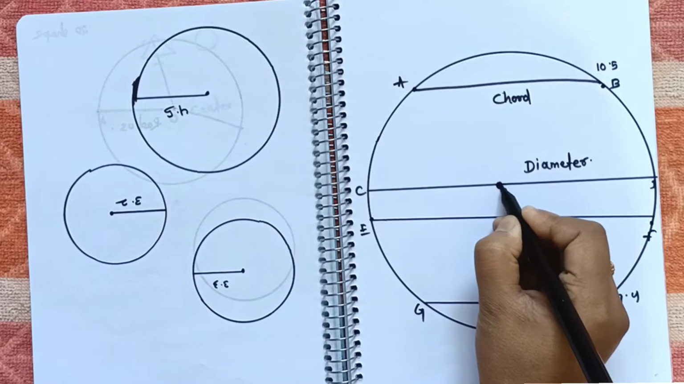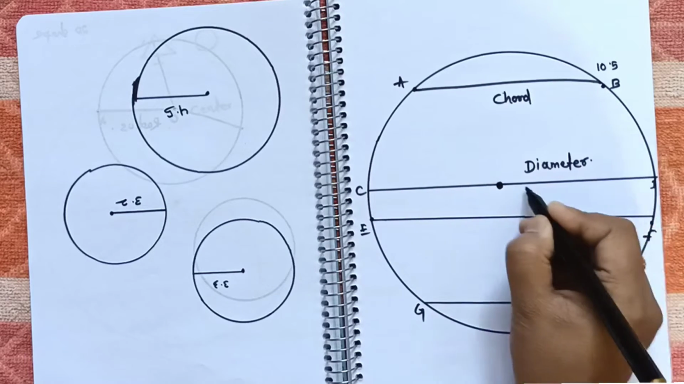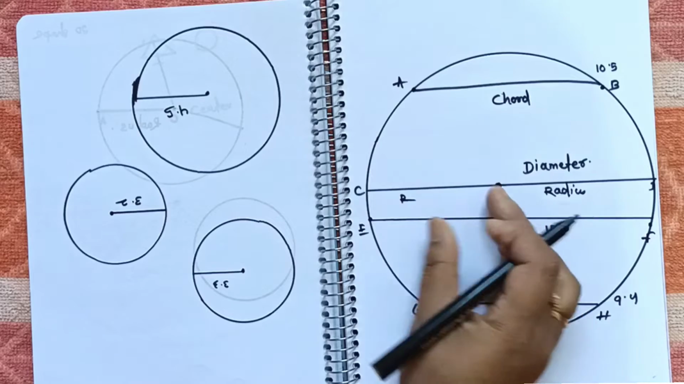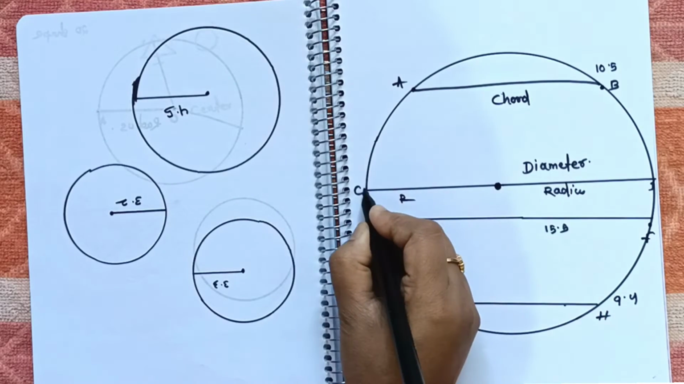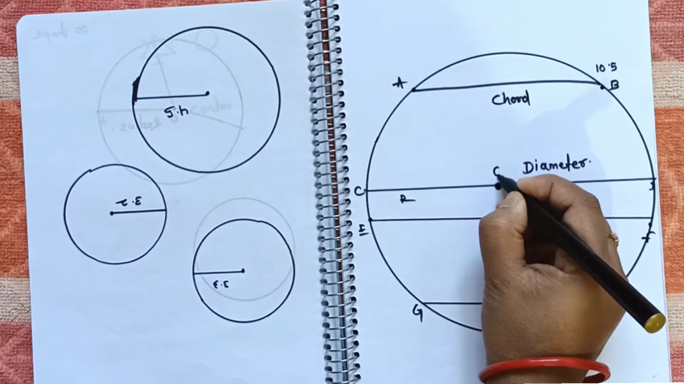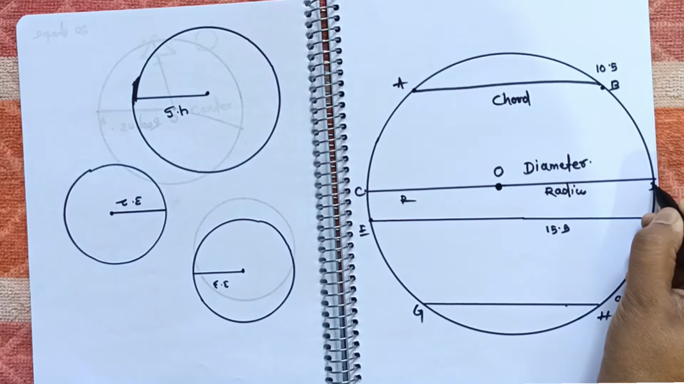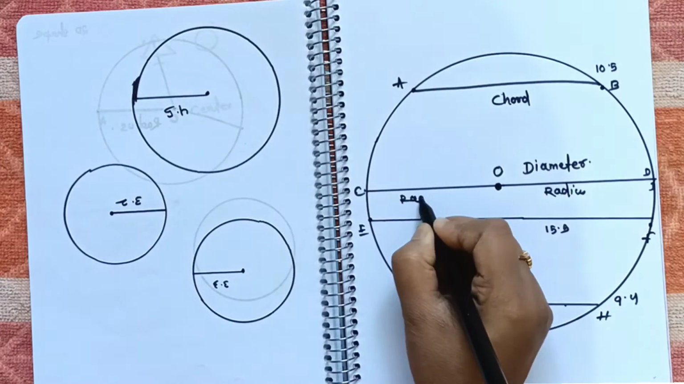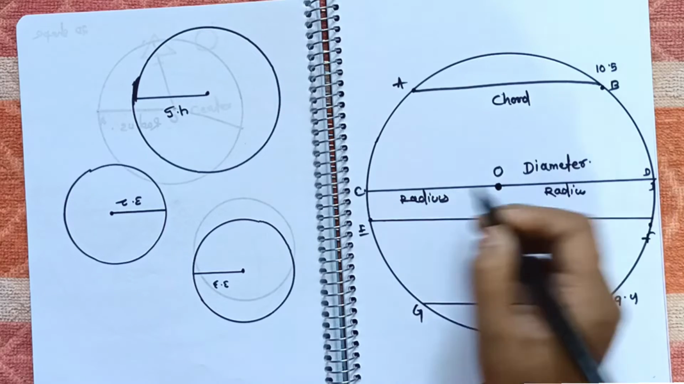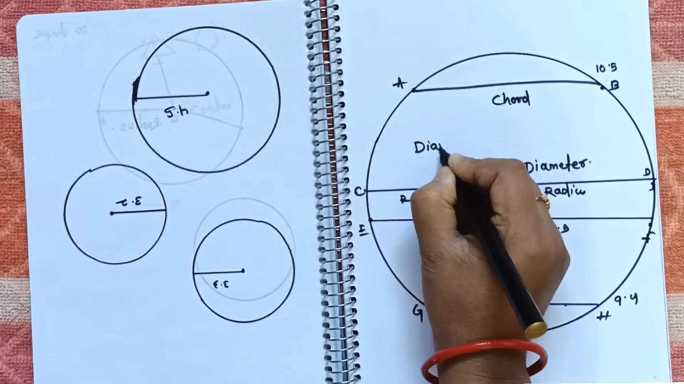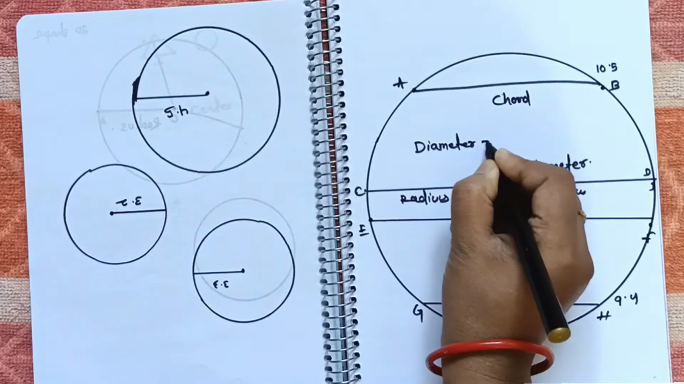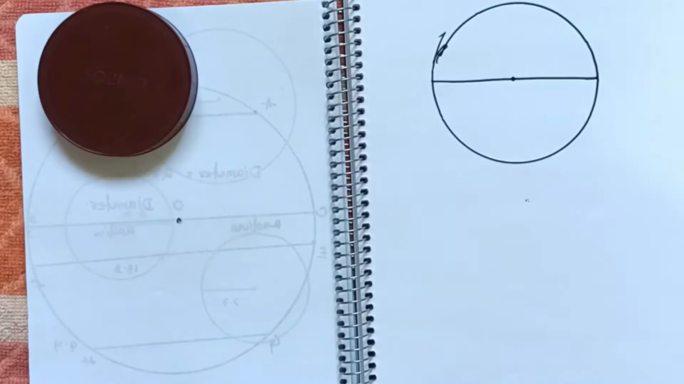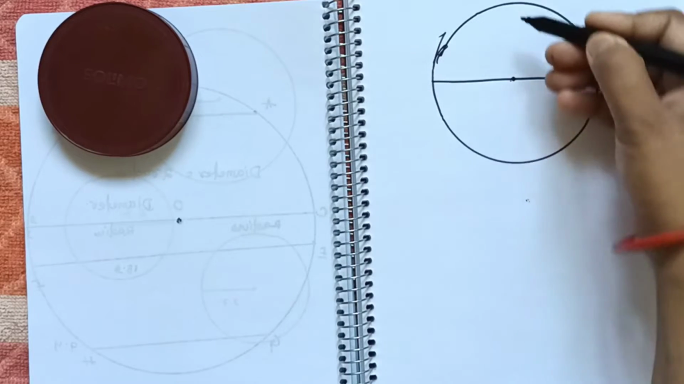So from the center to the edge of the circle, this is called the radius. Suppose we label this one O, D is one radius and OC is one radius. So diameter is equal to 2 radius. Another thing, the diameter divides the circle into two equal parts.